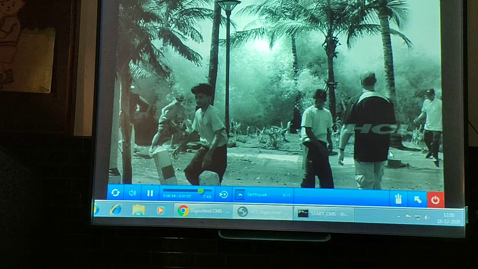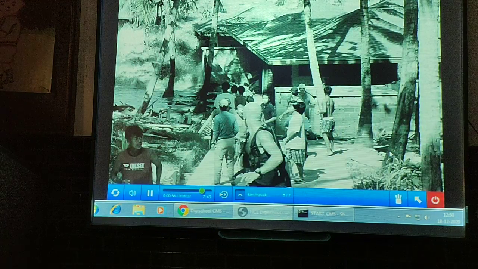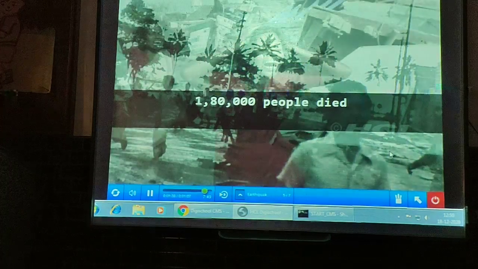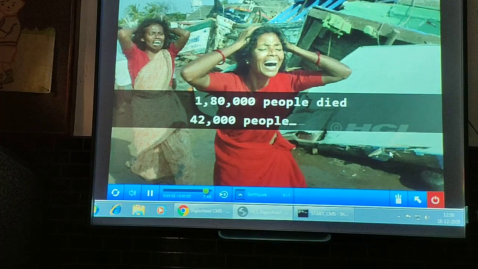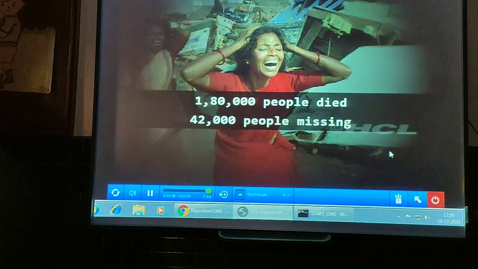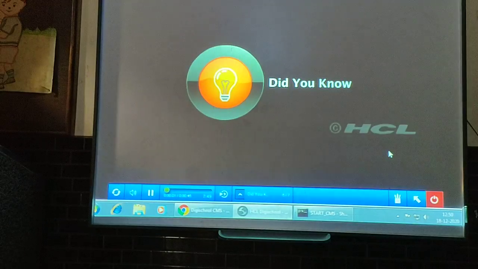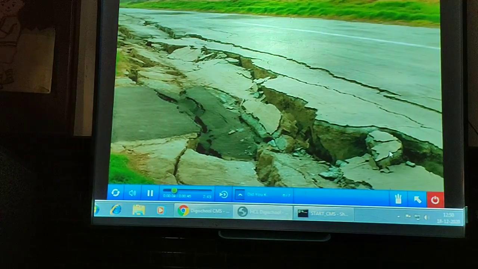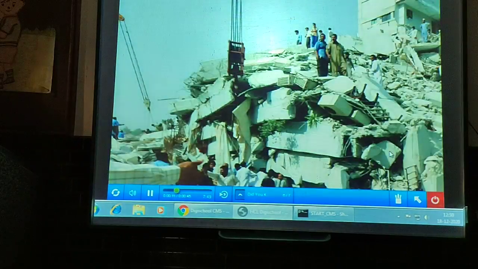According to the United Nations report on the earthquake, nearly 180,000 people died and over 42,000 were reported missing. Did you know? Earthquakes happen all the time. However, we can feel only major earthquakes.